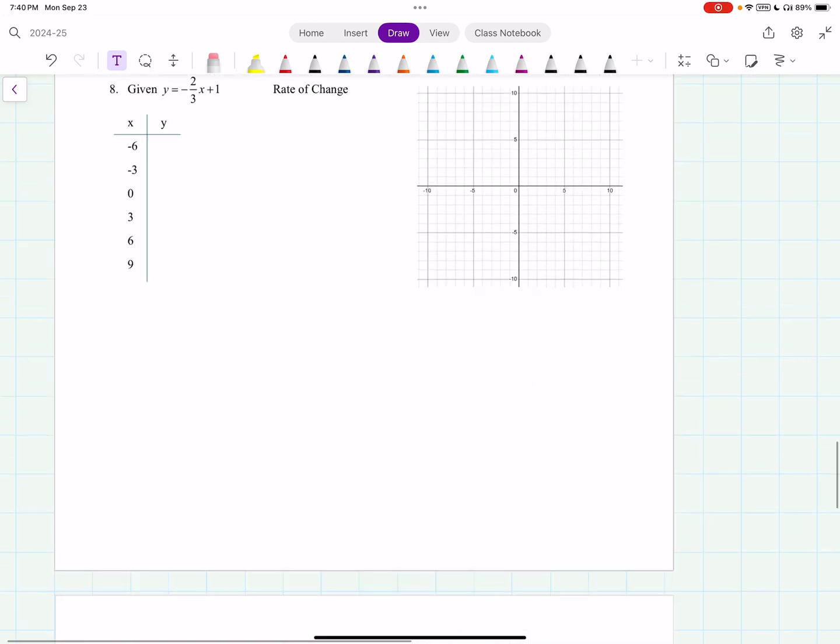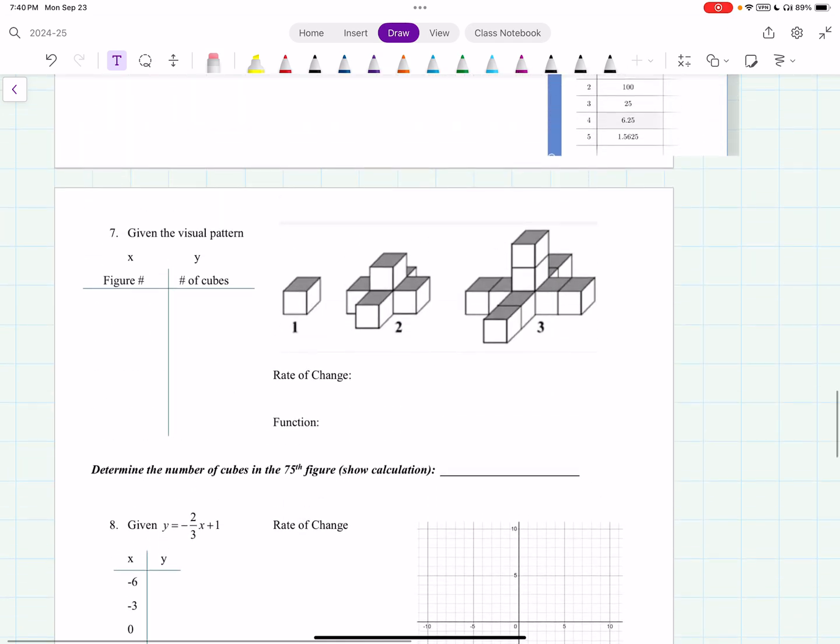Only a couple. Oh, geez, we got a few to go. This is longer than I thought.